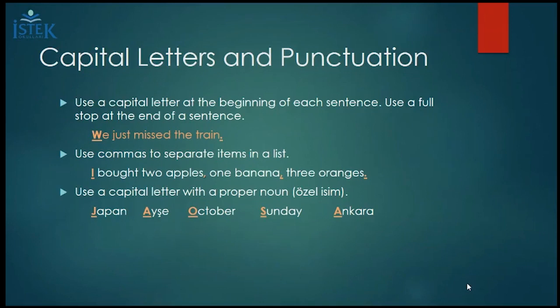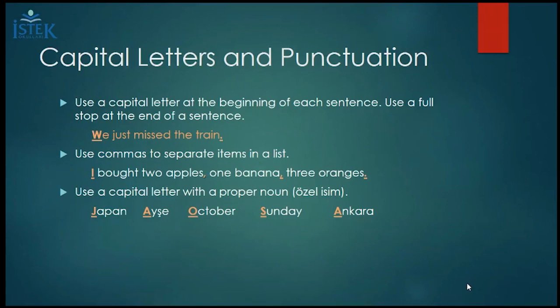Apples, banana, oranges. We also use a capital letter with a proper noun. Japan, which is a country's name. Aisha, which is a person's name. October, the month. Sunday, the day. Ankara is a city name.